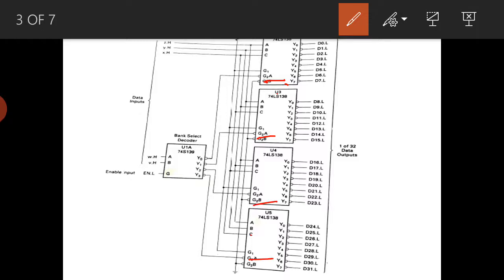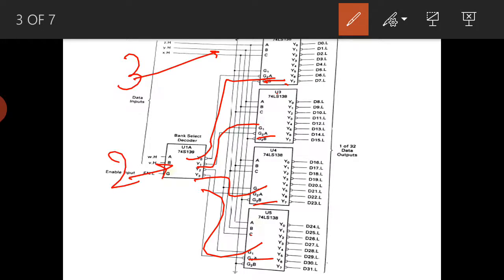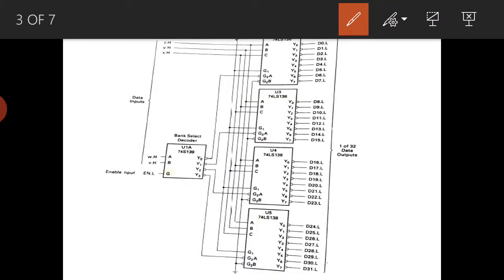G2A is connected to the 2:4 decoder. So out of 5 lines, 3 lines are directly connected to ABC and 2 lines are connected to the 2:4 decoder. The main enable signal for the whole 5:32 decoder is given as the enable for this 2:4 decoder.